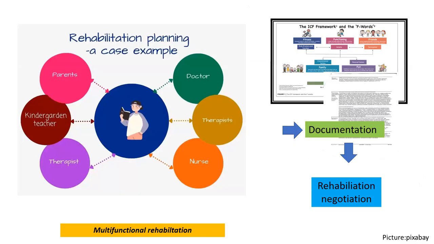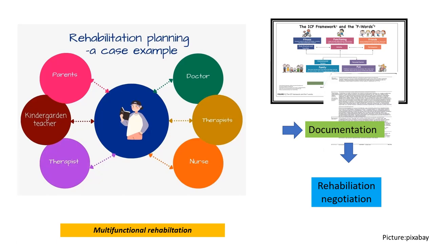But then I want to share one example from Finland, based on the ICF framework and the F-words. It's a case example from a rehabilitation planning setting. I don't have time now to walk you through the Finnish rehabilitation system, but this rehabilitation planning was made in a university hospital. And in the middle of this process, of course, is the child. It was a 5-year-old boy with hemiplegia. On the right side of the boy, you can see the university hospital professionals. There were a doctor, an occupational therapist, a physiotherapist and a pediatric nurse.